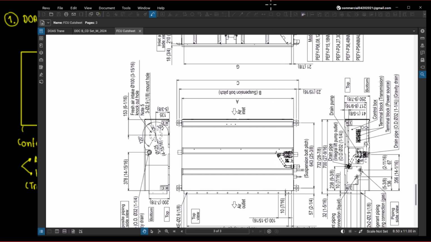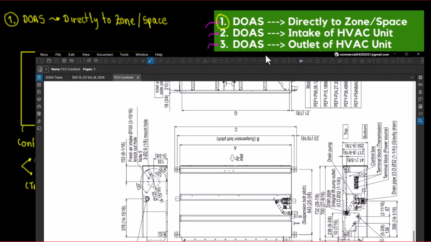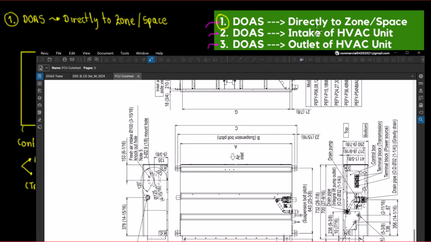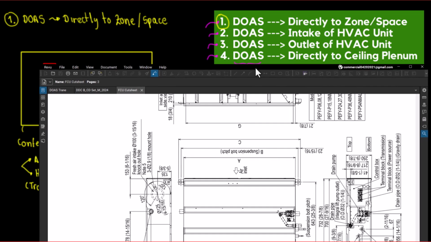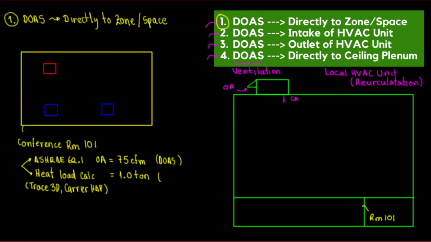Technically you can tap your DOAS system into the intake and outlet of the HVAC unit. You can tap from the back or from the front. And the last option is going directly to the ceiling plenum, but that's for other videos. Now that we know this data, we're going to continue with this analysis. So in here, where are we? One ton unit, and this is going to be DOAS. This is going to be my FCU. It's going to be an FCU that is horizontal. So in other words, this is going to be something like this. There you go.